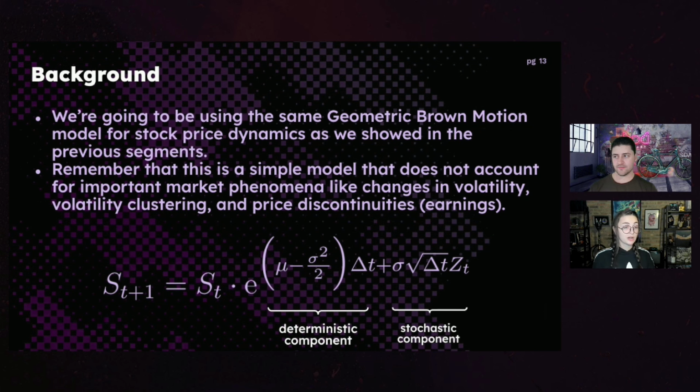Okay, so for a little bit of background, we're going to use the same model for geometric Brownian motion for stock price dynamics as we showed in the previous segments. We'll link those in the description if you want to check that out, to get a little bit more information around where these formulas came from and what's going on behind the scenes as we're simulating stock prices. But I wanted to point out that this is a very simple model for price dynamics, and it doesn't account for very important market phenomena, such as price discontinuity, like earnings, for example, or those binary events, changes in volatility or volatility clustering.